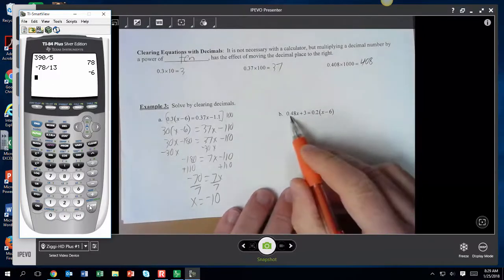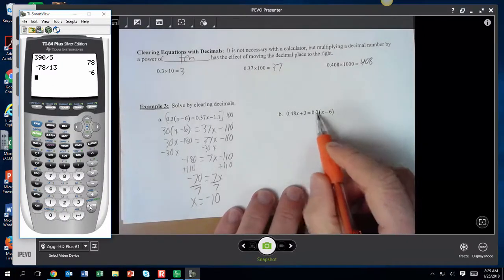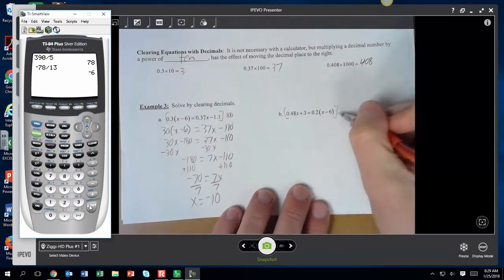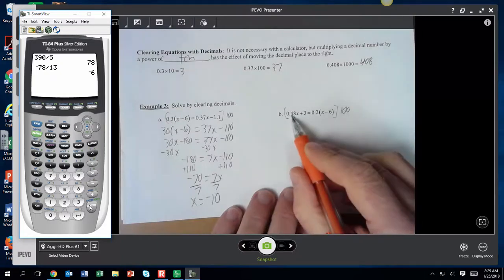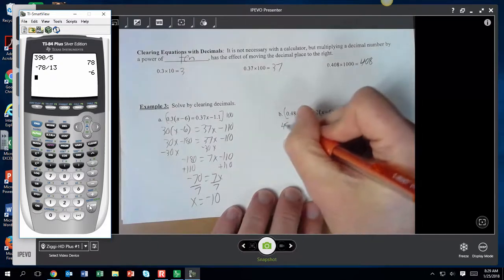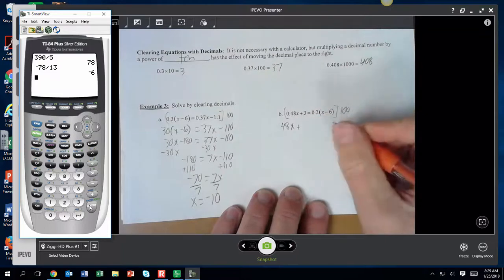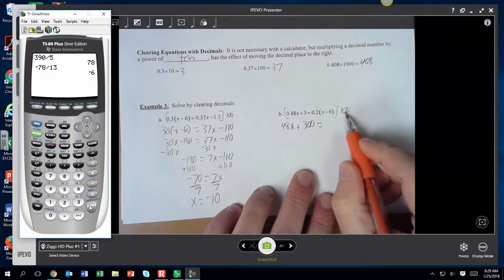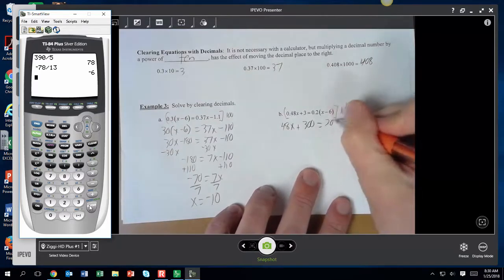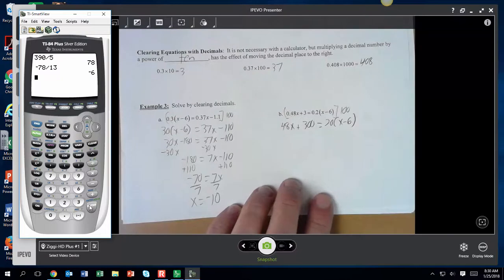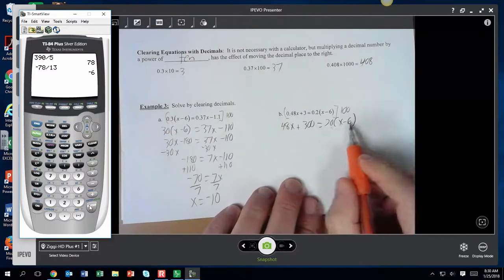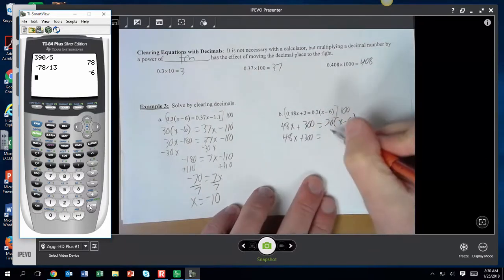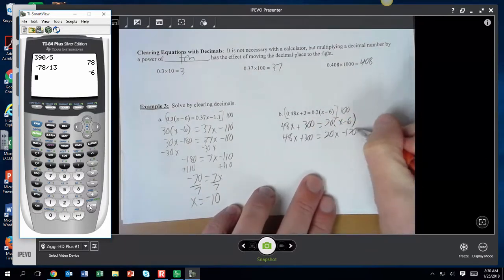For problem B, I have 48 hundredths x plus 3 equals 2/10 times the quantity x minus 6. Again, let's go ahead and multiply by 100. 48 hundredths times 100 is going to give me 48x plus 3 times 100 is going to give me 300 equals 0.2 times 100 is going to give me 20x minus 6. I'm going to go ahead and distribute my 20 through here. So I still have 48x plus 300 equals 20x minus 120.